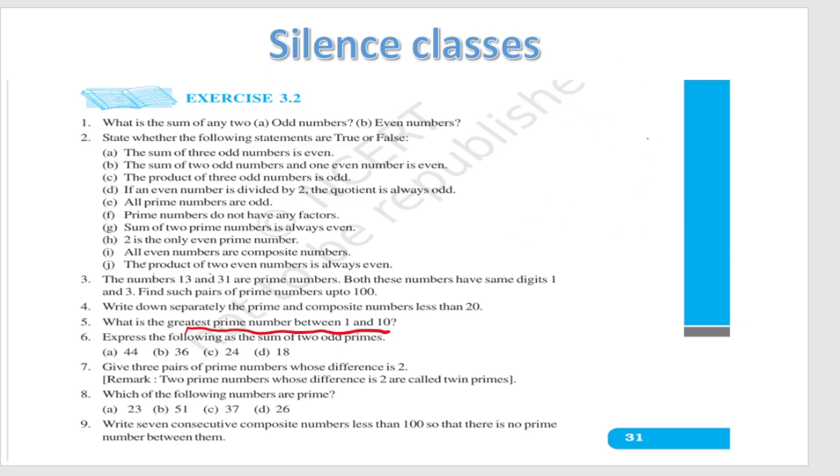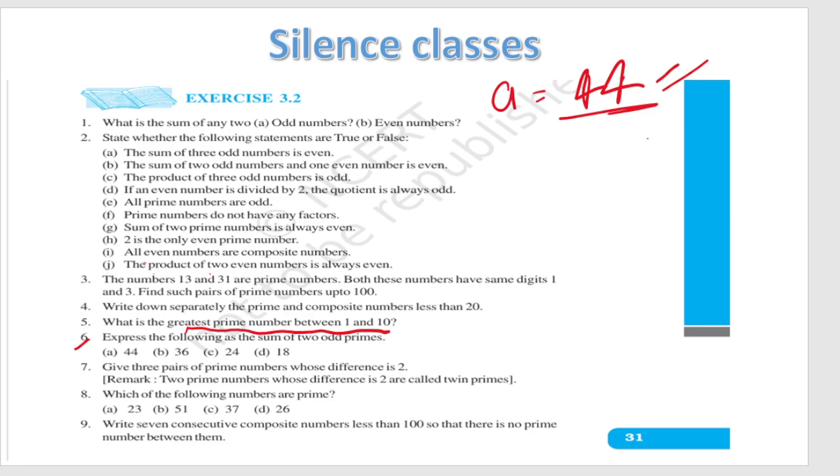Now express the following as a sum of two odd numbers. Question number 6 is saying, the number given to us is 44. I have to write it down. I have to split this number in a manner that the addition of two odd numbers will come to 44. What I have to do is make the sum of two odd numbers. While adding those numbers I will get 44. Okay, 44.